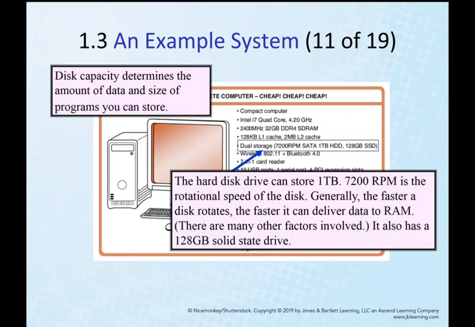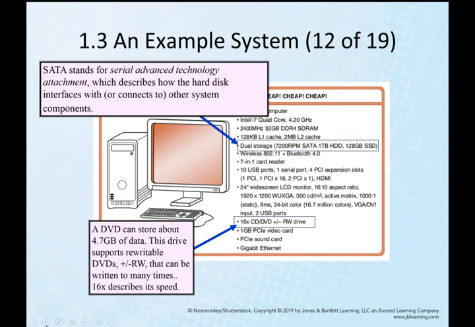So this 7200 RPM shows the rotational speed of the disk. But recently, in the past few years, we have a new type of flash hard drives that don't use these disks, so they are faster, but of course faster and more expensive. For the hard drive, it says that it is SATA.